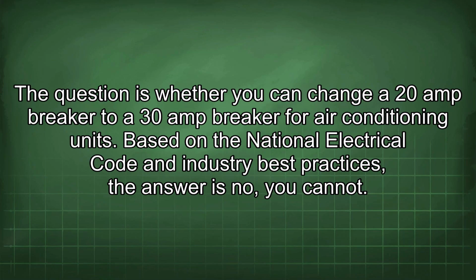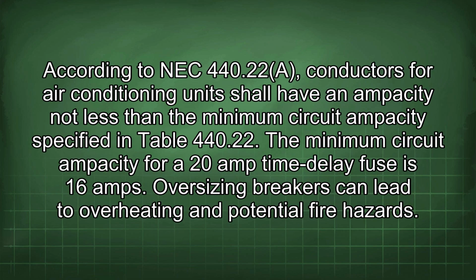The question is whether you can change a 20 amp breaker to a 30 amp breaker for air conditioning units. Based on the National Electrical Code and industry best practices, the answer is no, you cannot. According to NEC 440.22(A), conductors for an air conditioning unit shall have an ampacity not less than the minimum circuit ampacity specified in Table 440.22. The minimum circuit ampacity for a 20 amp time delay fuse is 16 amps.